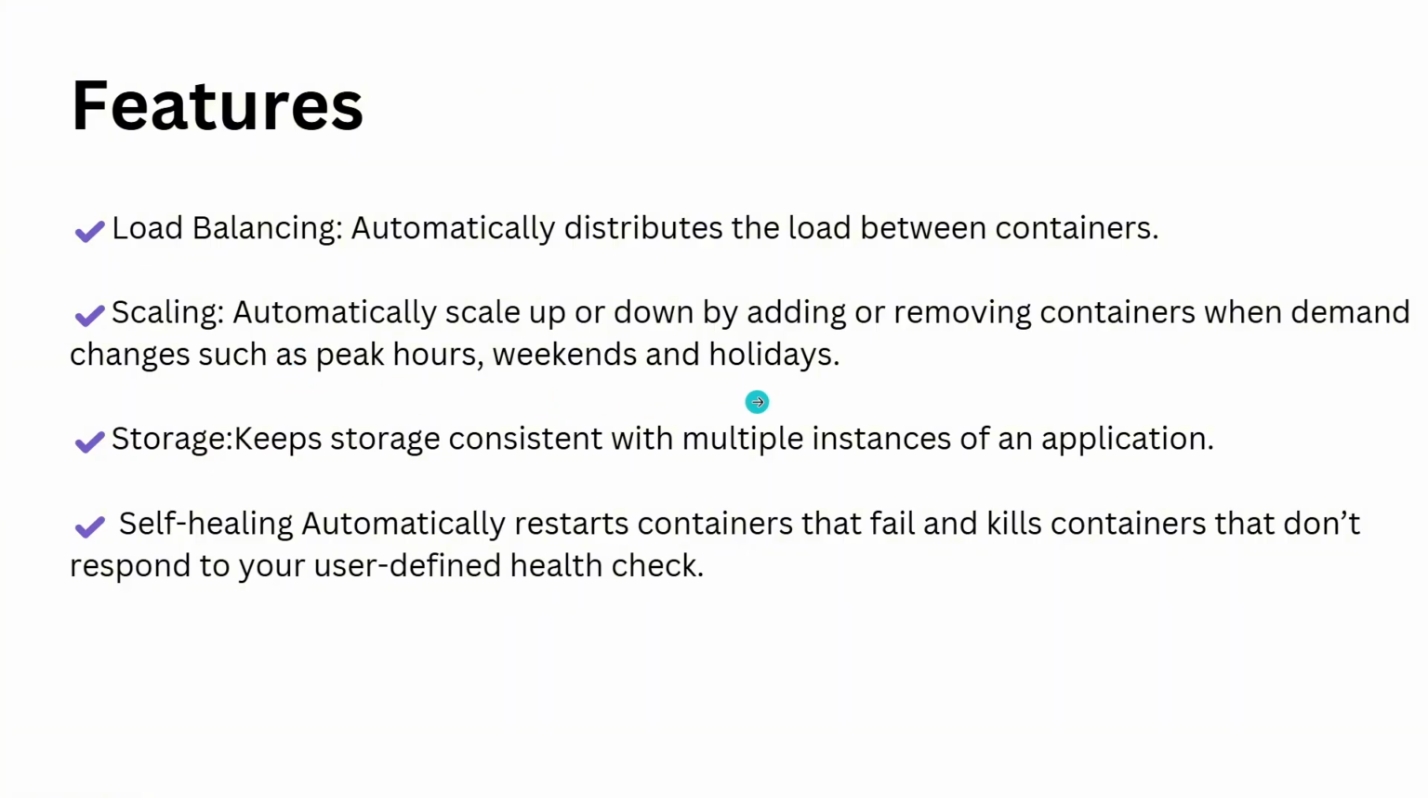Let's say you have an application that is running on the cloud. So let's say there is a possibility lots of users are coming, lots of audience are coming to your application. That time it will automatically scale up, by adding some more containers. It will do the load balancing. And let's say if there are weekends and holidays, that time there is very less demand in your application. So that time you don't need lots of containers, lots of scaling. That time automatically it will scale down the application. So that means if you are not using the Kubernetes, you have to manually scale up and scale down your application. Then storage, keep storage consistent with multiple instances of the application.